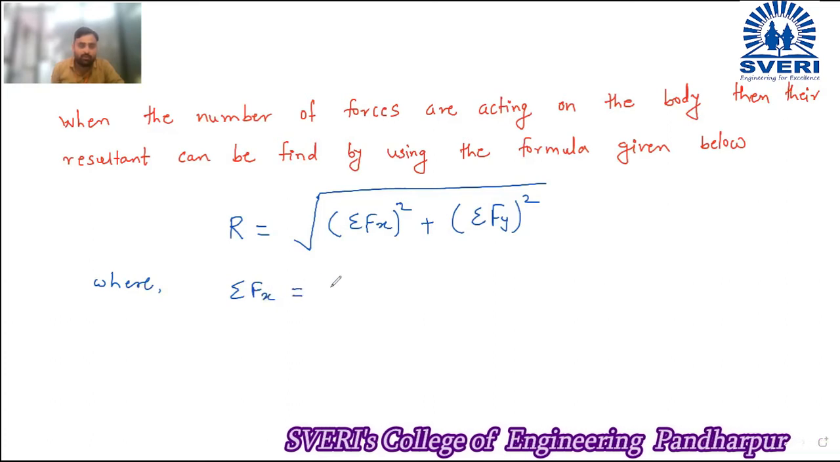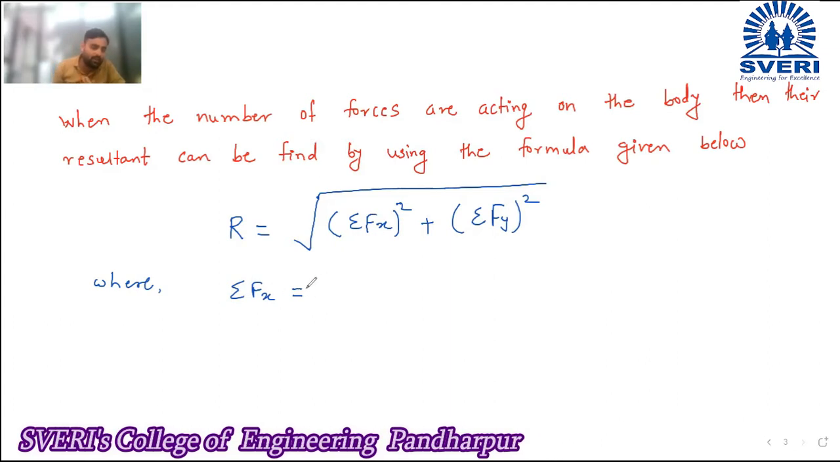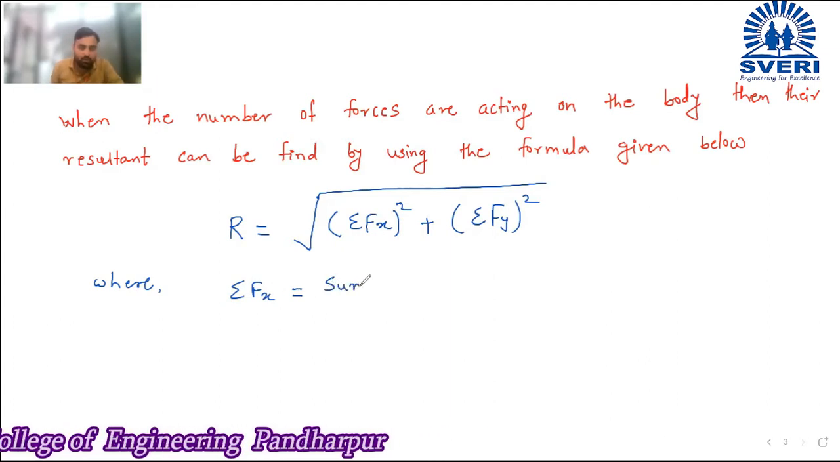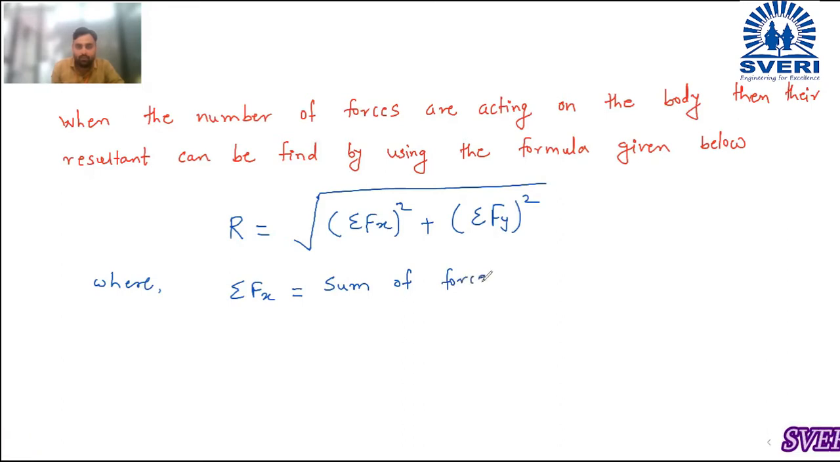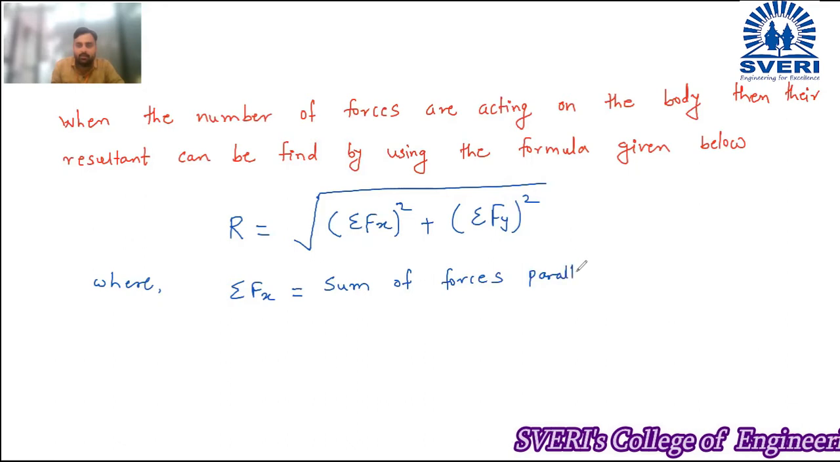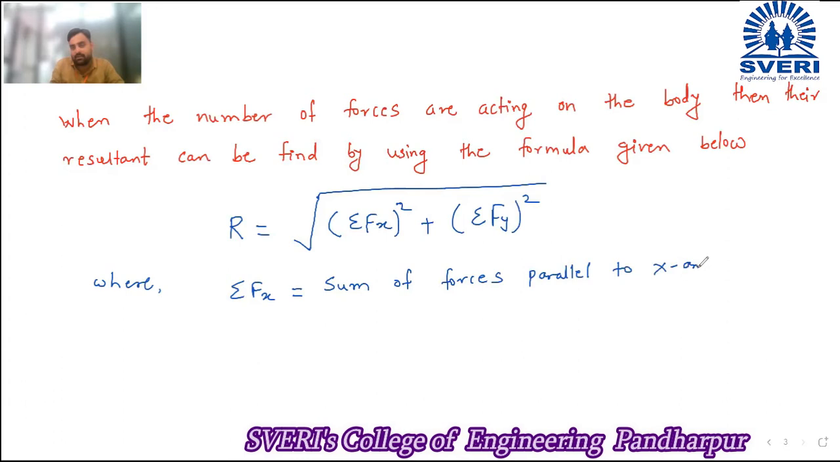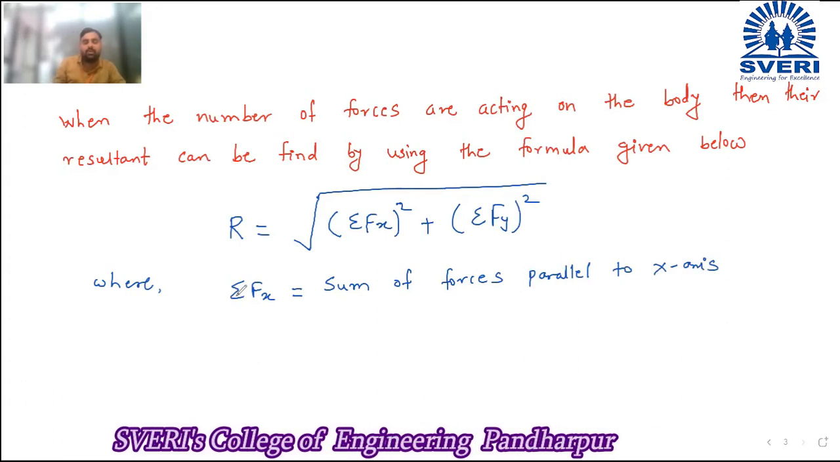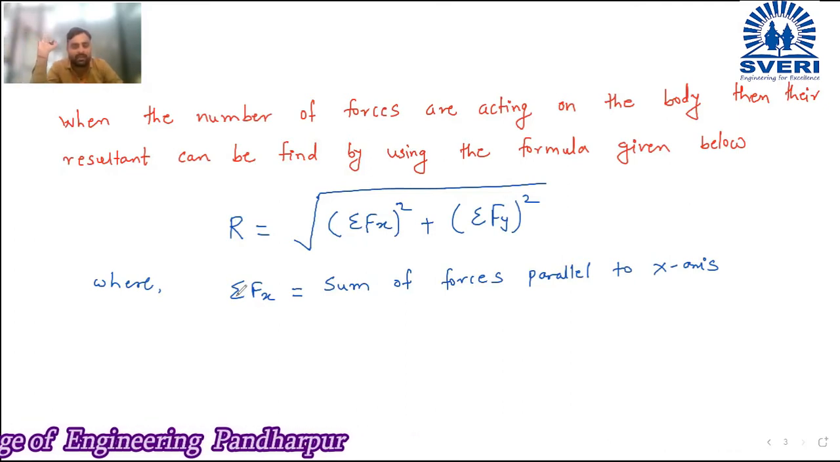I will write first: the sign is summation. Remember the notation, it tells you what to call it. Summation means sum of, F stands for force, so summation Fx is the sum of forces parallel to the x-axis. That is nothing but your summation Fx: the sum of all the forces which are parallel to the x-axis.